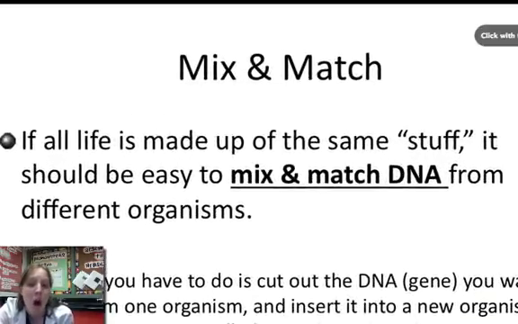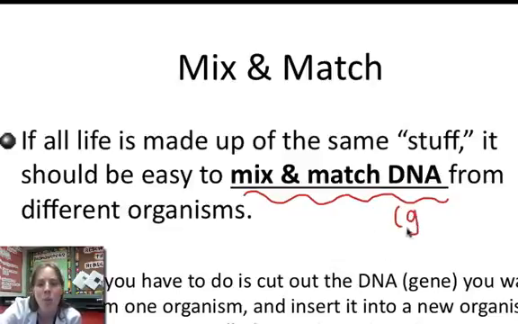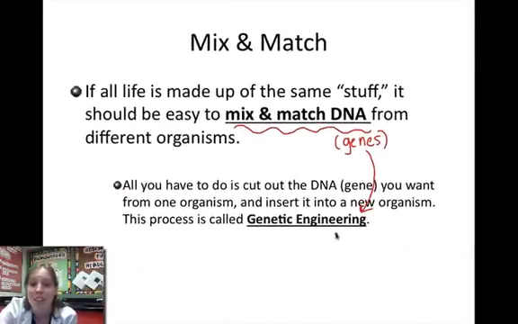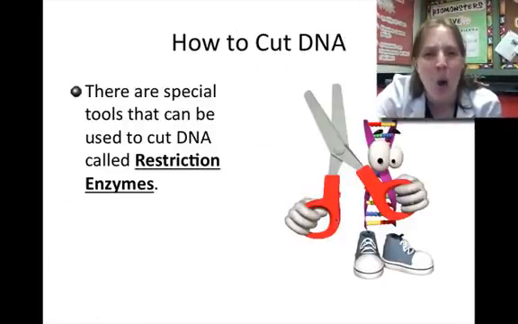So because we all have DNA, but it's just slightly different in each type of organism, we can actually mix and match our DNA. Again, make sure you're writing down these things that are underlined on your paper. When we mix and match DNA, when we mix and match genes from different organisms, we call that genetic engineering, because we are engineering genes. So let's talk about how we do this.